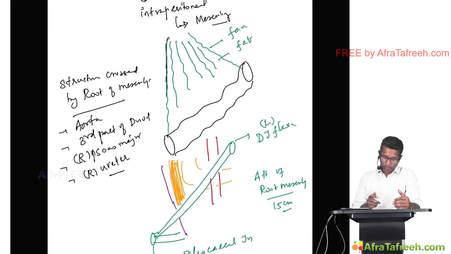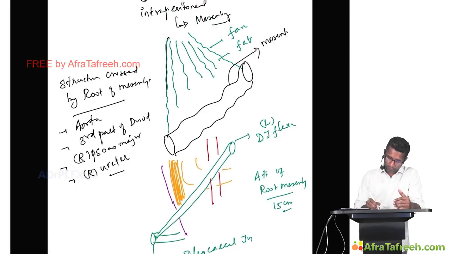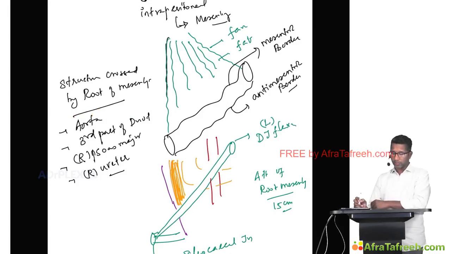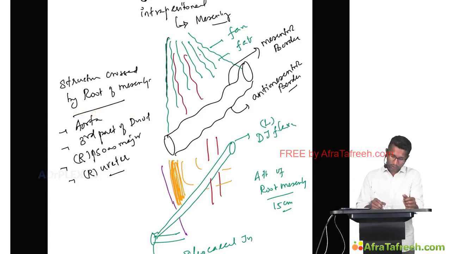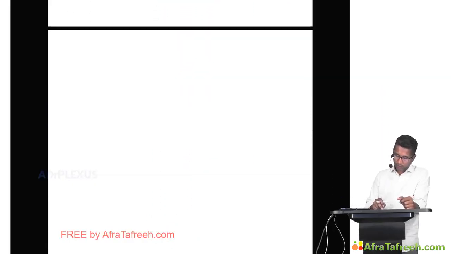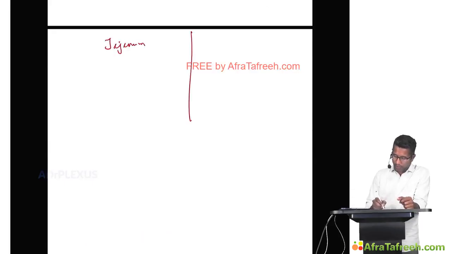The border where the mesentery is attached to the intestine is called the mesenteric border, and the border which is devoid of the mesenteric attachment is called the anti-mesenteric border. Now, what is the function of this mesentery? The mesentery supplies the blood vessels to the intestine. Now, what are the two intestines we are discussing? We are discussing the jejunum and the ileum.